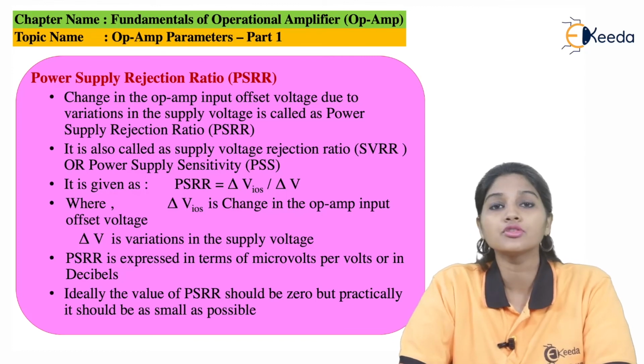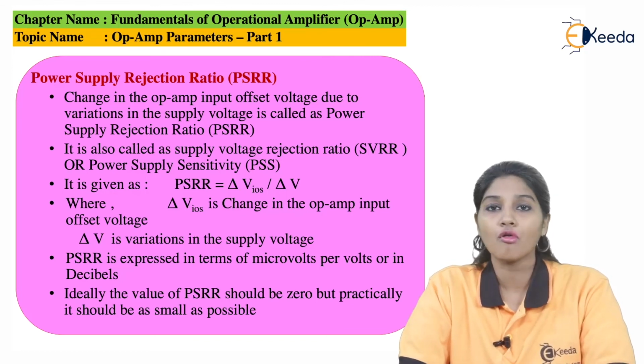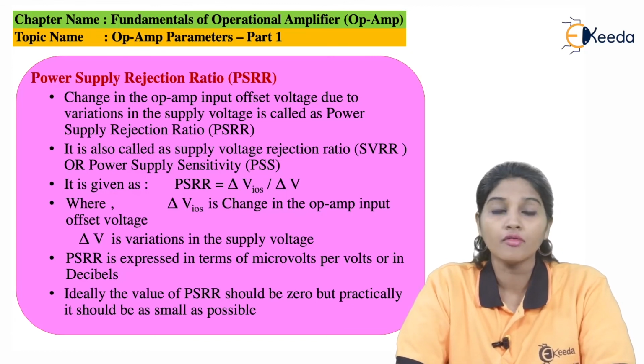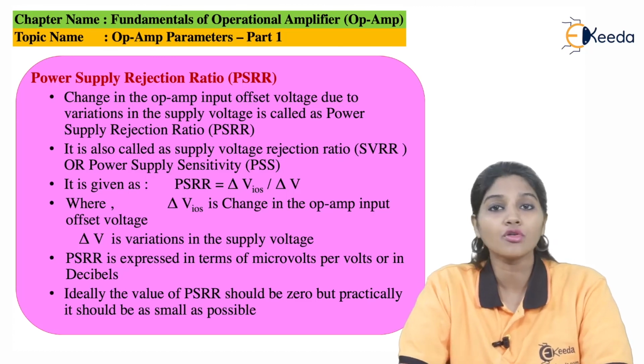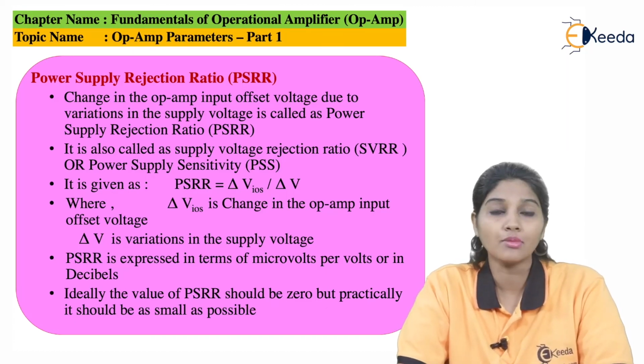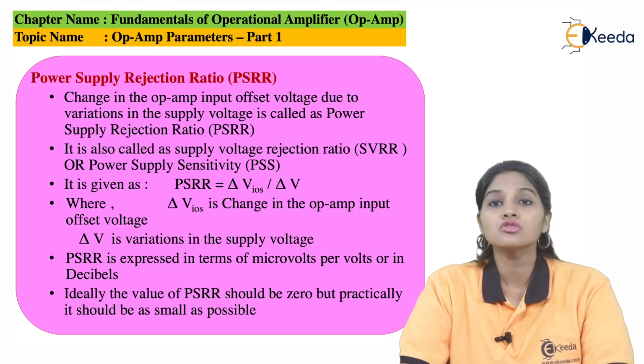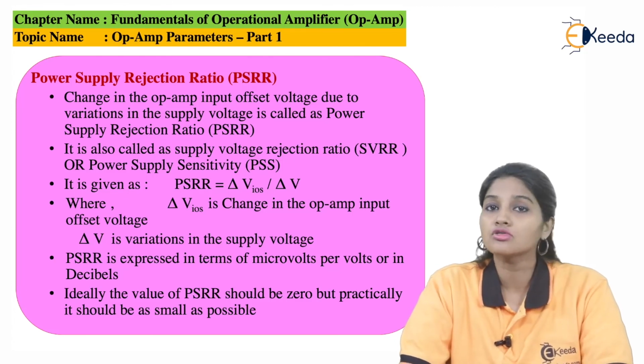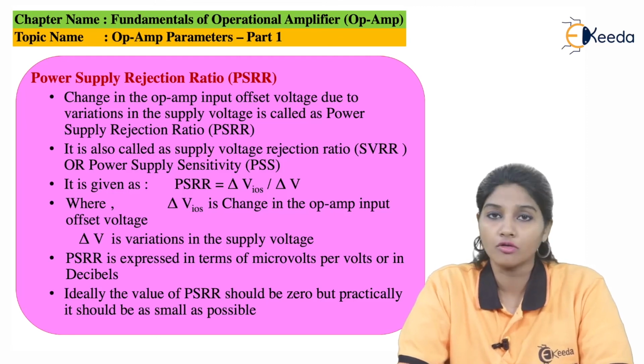So from these parameters we come to know that most of the parameters of the op-amp depend on temperature. Therefore, temperature is also one of the important factors while selecting the parameters for any application. So this is about the various parameters of the op-amp which require proper selection based on the value of temperature.